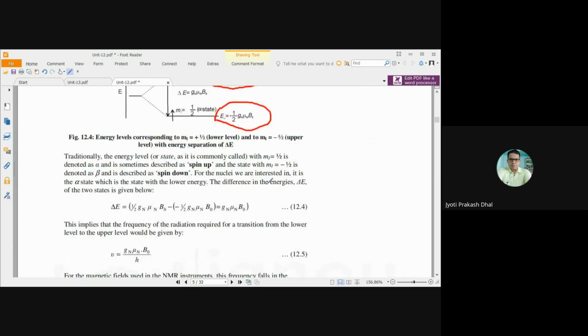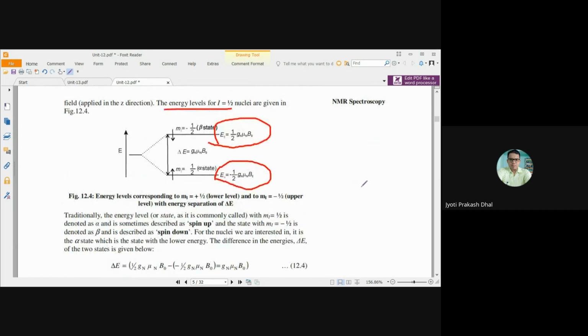These energy levels correspond to the m_I values. If the value of m_I is plus half, it has the lower energy level, and if the value of m_I equals minus half, that is the beta state, with the upper energy level. And then the energy of separation between the lower and upper energy level.